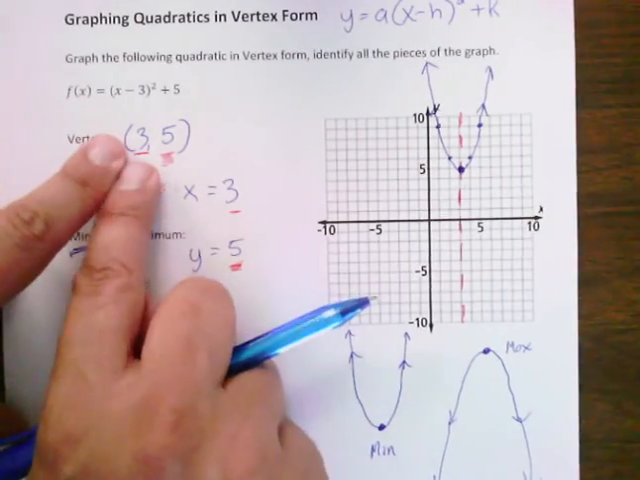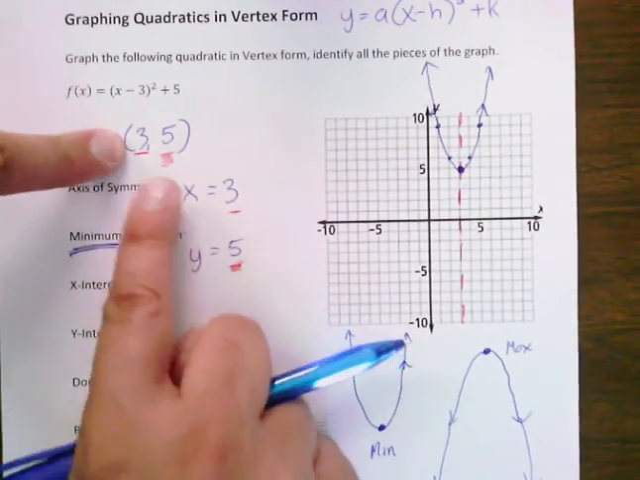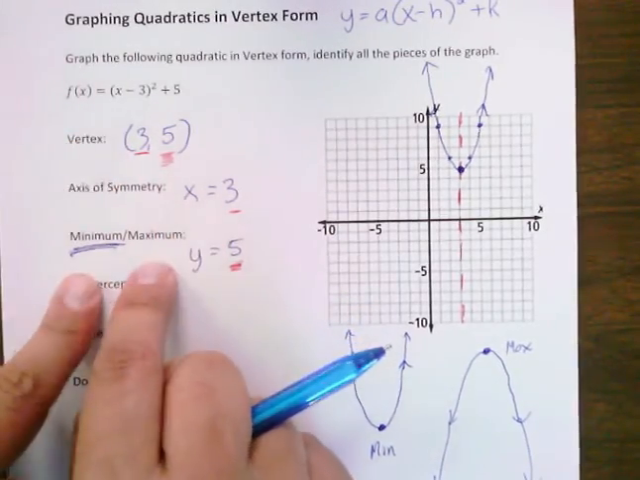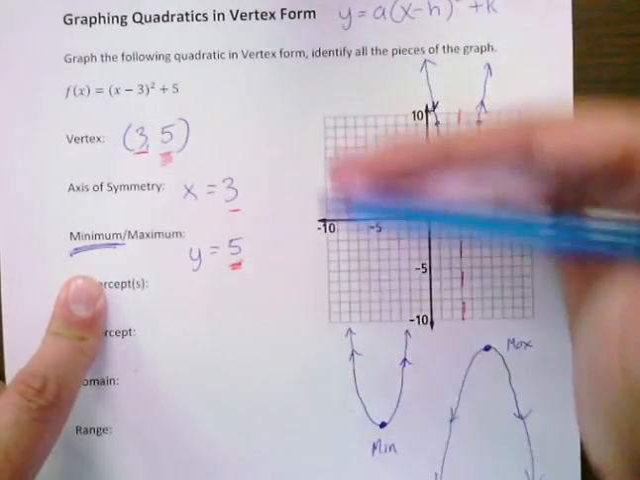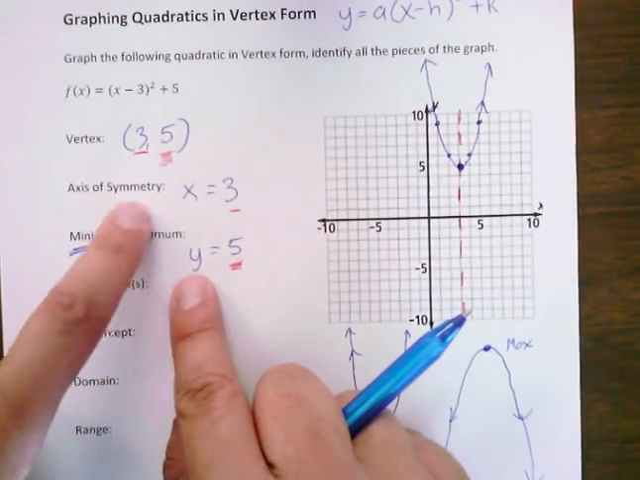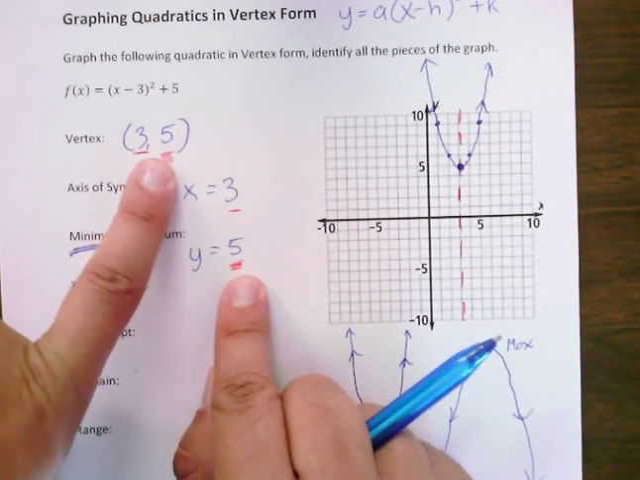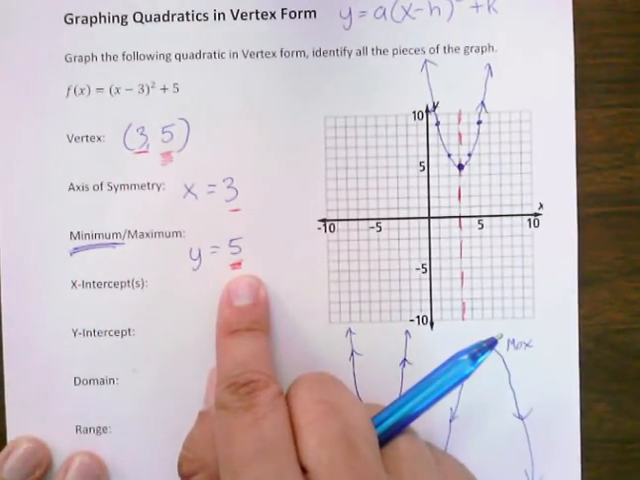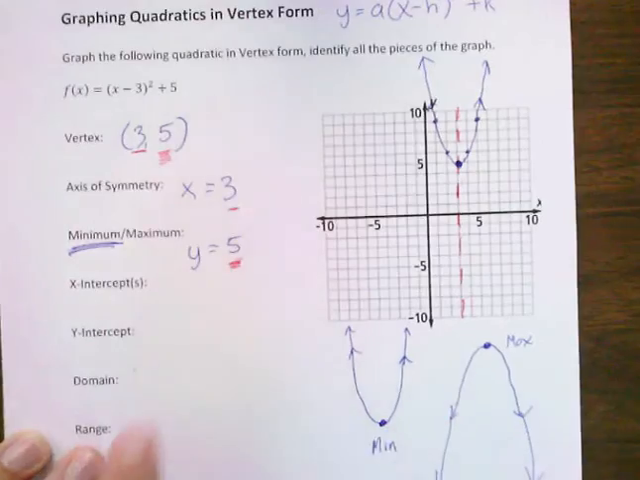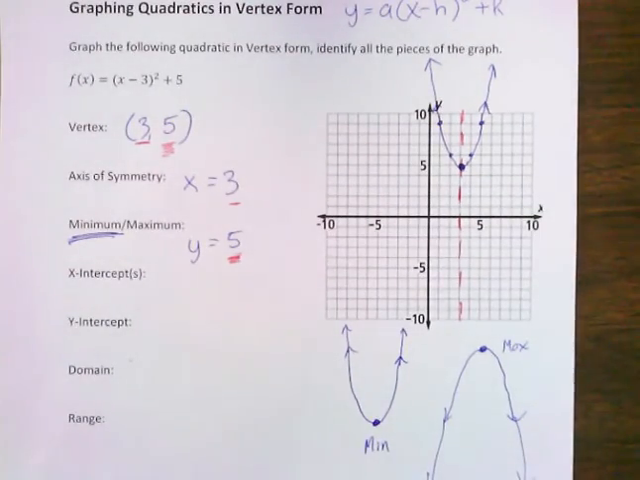So the vertex, the x part, is going to give you the axis of symmetry. Those numbers will be the same. Minimums and maximums are talking about low and high points. That's going to deal with y, and it's going to be the y value of your vertex. So we know it's at y equals 5. Really interesting how things are interconnected there.